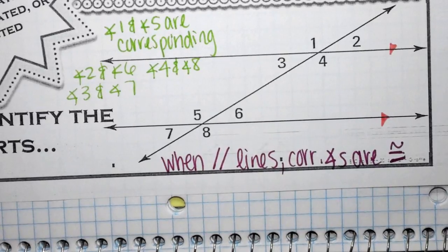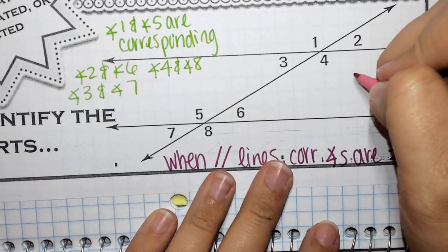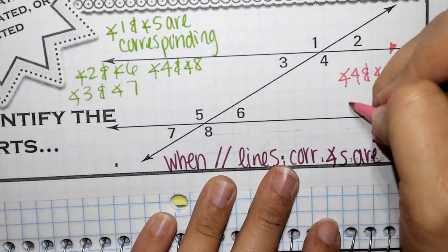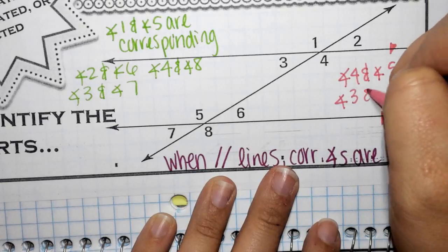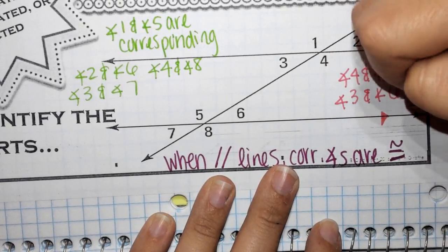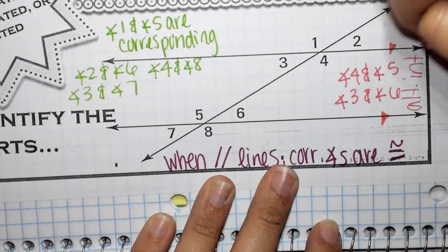All right, so which ones do you think are alternate interior? 4 and 5, yes, 4 and 5, 3 and 6. So angle 4 and angle 5, and angle 3 and angle 6 are alternate interior.